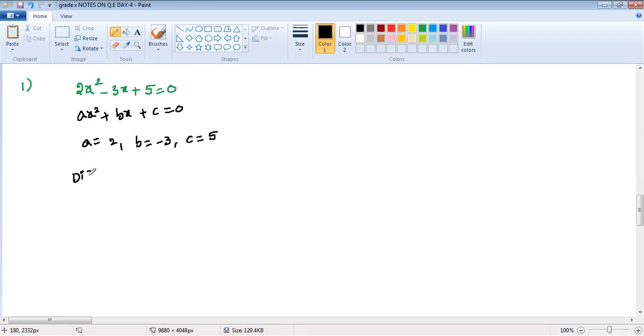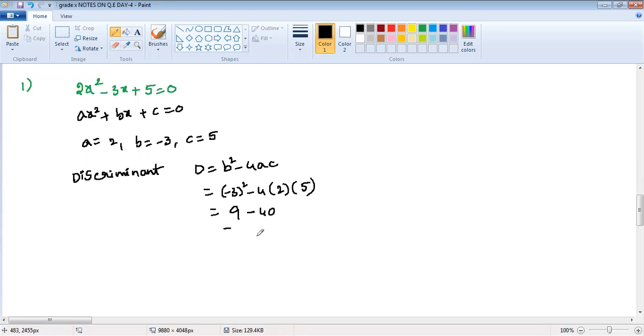Discriminant value. Delta is equal to b square minus 4ac. b square is minus 3 whole square, 9, minus 4 into 2 into 5. 8 fives are 40. So 9 minus 40 is minus 31, less than 0. Now, can you comment whether roots exist or not? No real roots, sir. What do you have to write?